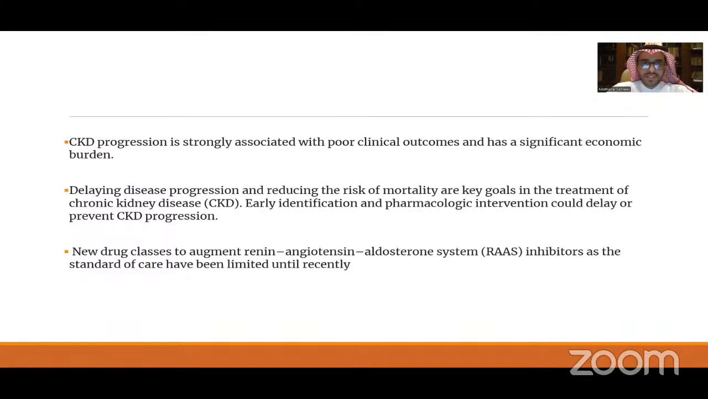The problem with CKD progression is that the more progression, the poorer the clinical outcomes and the more significant the burden on the healthcare system and on the patient. Delaying disease progression and reducing the risk of mortality are the key goals in the treatment of chronic kidney disease. This is why early identification and early diagnosis of CKD is perhaps the most important thing that we can do as physicians in order to implement early intervention to slow this progression and decrease the related adverse events, specifically the cardiovascular events, which have been the leading cause of mortality in this population.